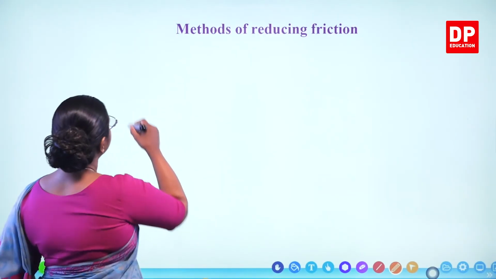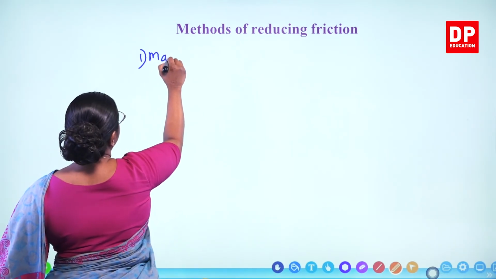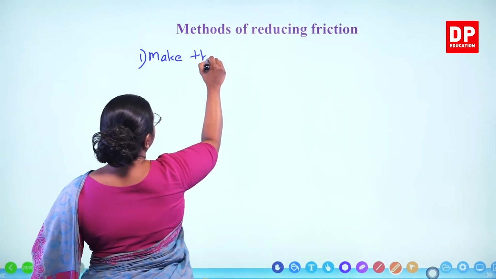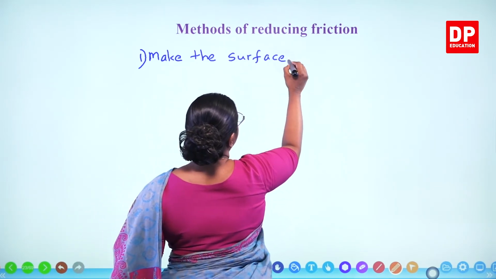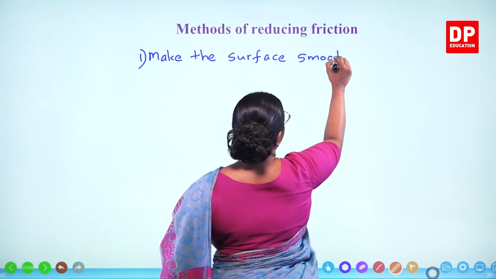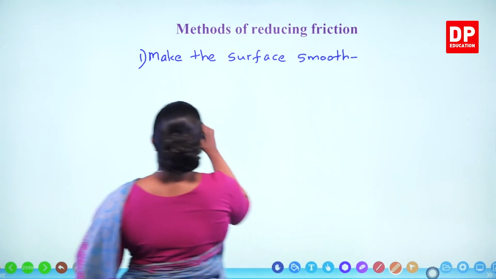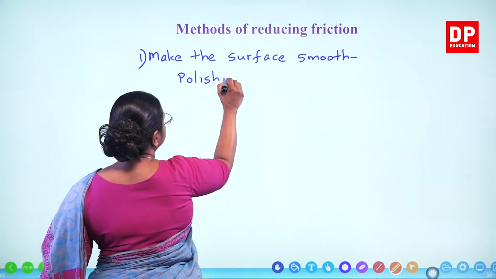So, if we can make the surface smooth, we can decrease the friction. So, here the first method is to make the surface smooth. This can be done by polishing the surface.